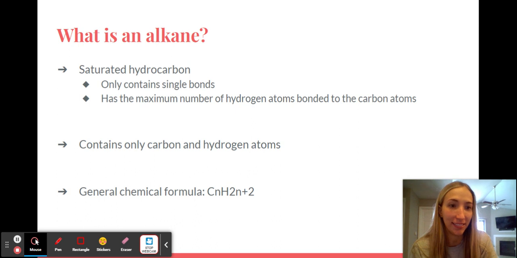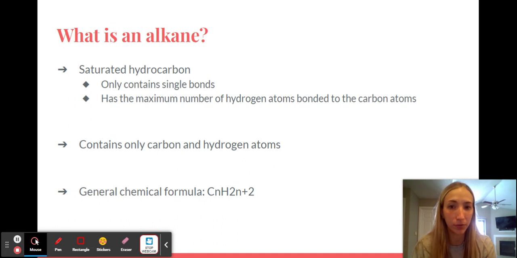First off, what is an alkane? It is a saturated hydrocarbon. So alkanes contain only carbon and hydrogen atoms. Super easy, my favorite part about organic chemistry. Saturated hydrocarbon means it has the maximum number of hydrogen atoms bonded to the carbon atoms. That means it only contains single bonds. There will not be any double or triple bonds in alkanes.